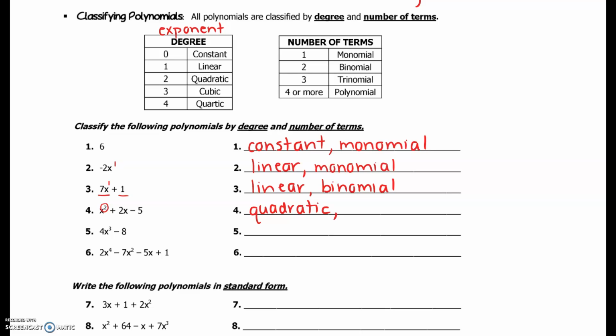And if you look at how many terms, we have 1, 2, 3 terms, which is considered a trinomial. For number 5, the degree is 3. So 3, based on the chart, is cubic. And there are a total of 2 terms, which would be a binomial.